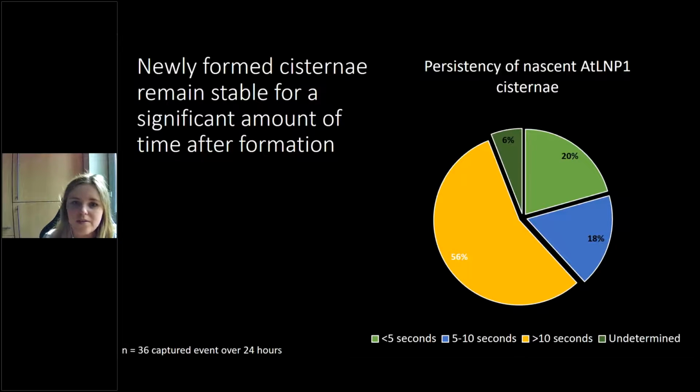18% collapsed within 5 to 10 seconds and 20% collapsed in less than 5 seconds. And the undetermined category is for 1 or 2 newly formed cisternae that then immediately moved out of frame where you can't see them anymore, which is an absolutely classic issue in any type of imaging.